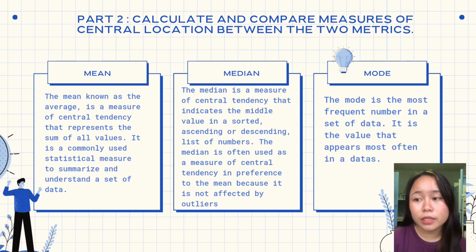The second one is the median. The median is a measure of central tendency that indicates the middle value in a sorted, ascending or descending list of numbers. The median is often used as a measure of central tendency in preference to the mean because it is not affected by outliers. And the last one is the mode. The mode is the most frequent number in the set of data. It is the value that appears most often in the data.